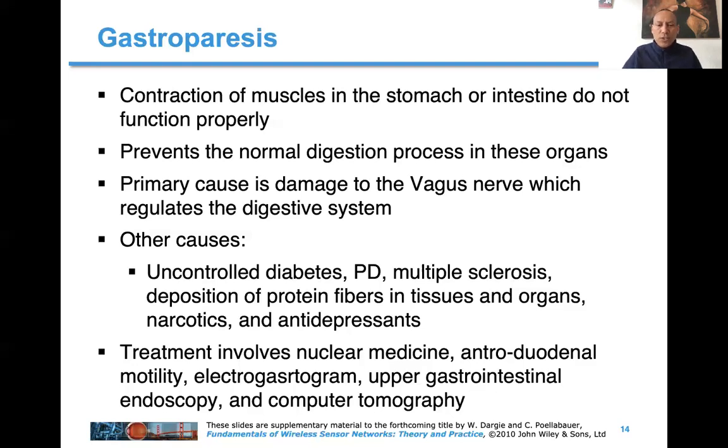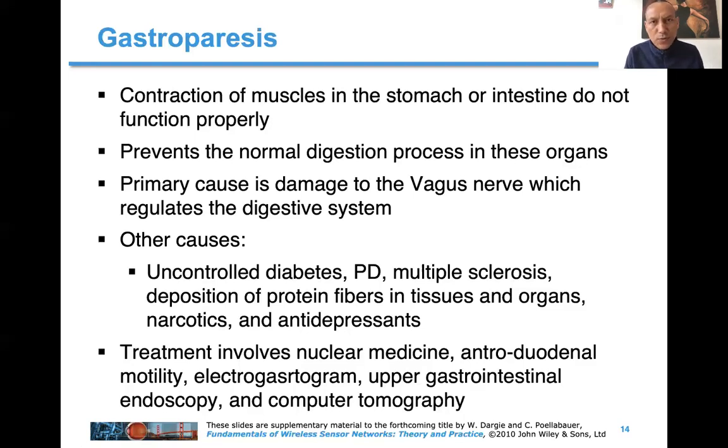So one of these applications is gastroparesis, and I will briefly discuss what gastroparesis is. Normally, the stomach and the intestine are responsible for driving out food, digested food, from the body. Especially the vagus nerve is responsible for contracting the stomach muscles and the intestine muscles so that food can always be driven into the large intestine.